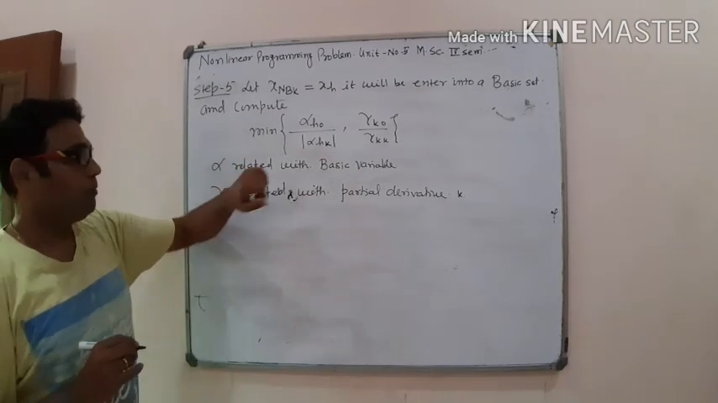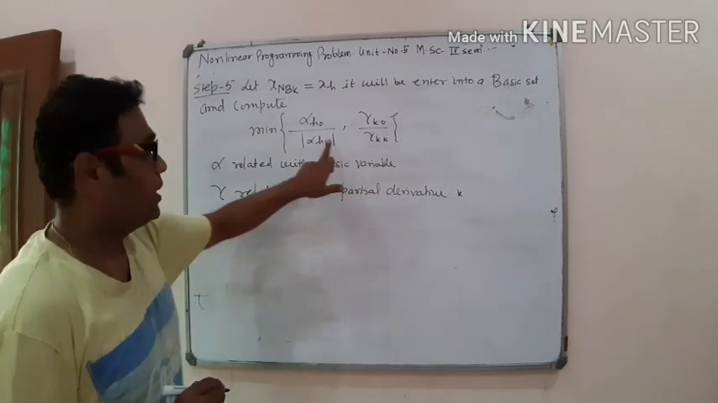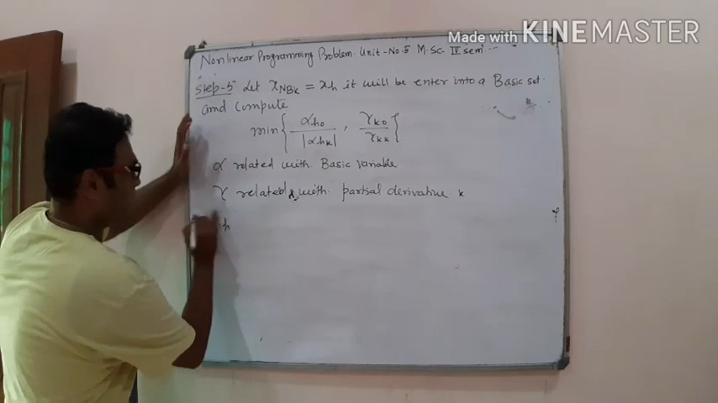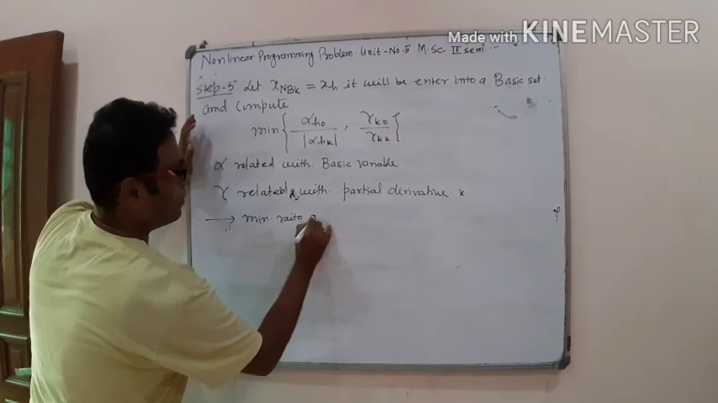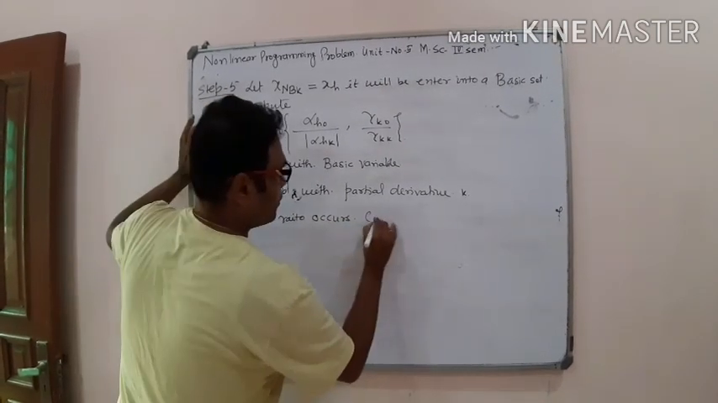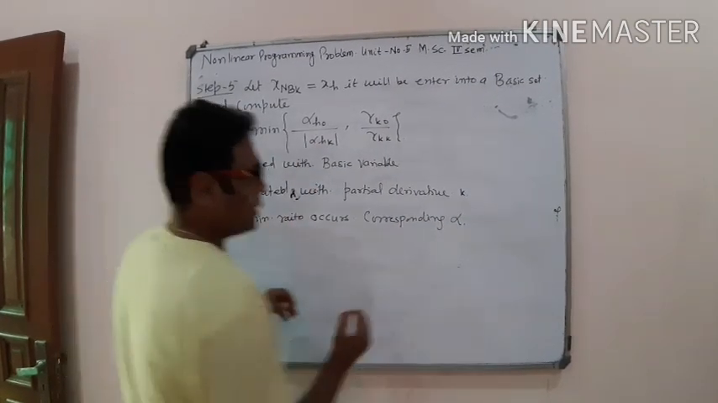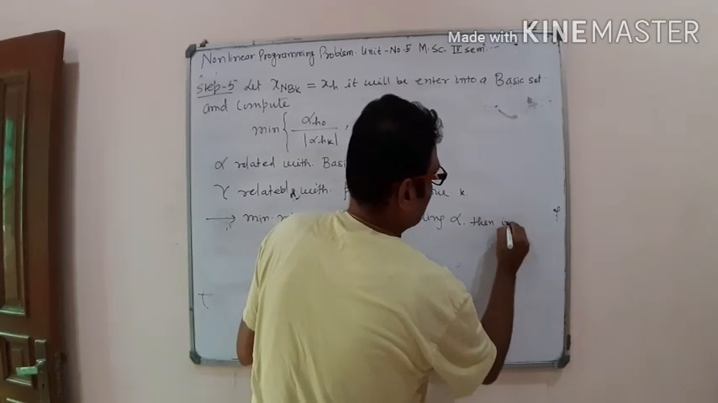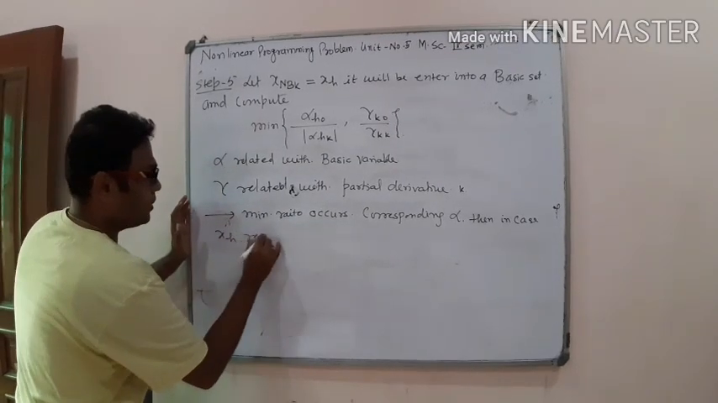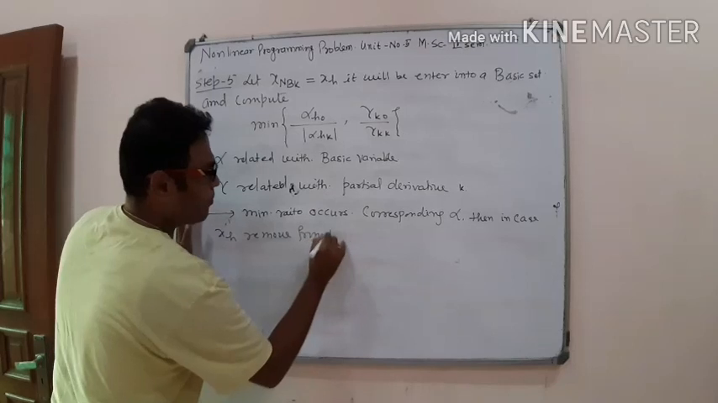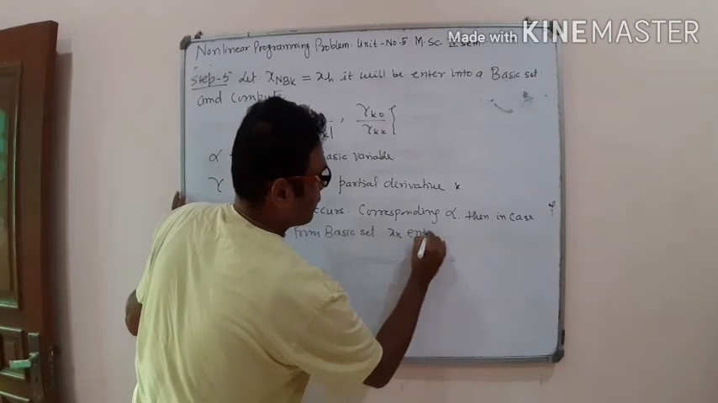Again there are two possibilities. One possibility: if this is minimum, alpha h0 or alpha is minimum, the minimum ratio occurs corresponding to alpha. Then in this case xh is removed from the basic set and xk enters.